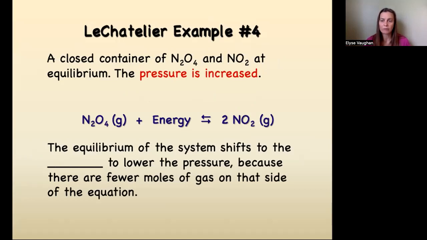When we increase pressure, in order to adjust to that stress, in order to minimize that stress, we want to have fewer molecules, because remember, pressure is caused by the collisions of the molecules with the walls of the container. So if we want to reduce pressure, we want to reduce molecules. So when we look at this equation, we can see that we have 2 molecules on the right, on the product side, and only 1 on the left. And so when we're talking about pressure, if we increase pressure, it's always going to shift to the side with fewer moles of gas. So in this case, it's going to shift to the left.